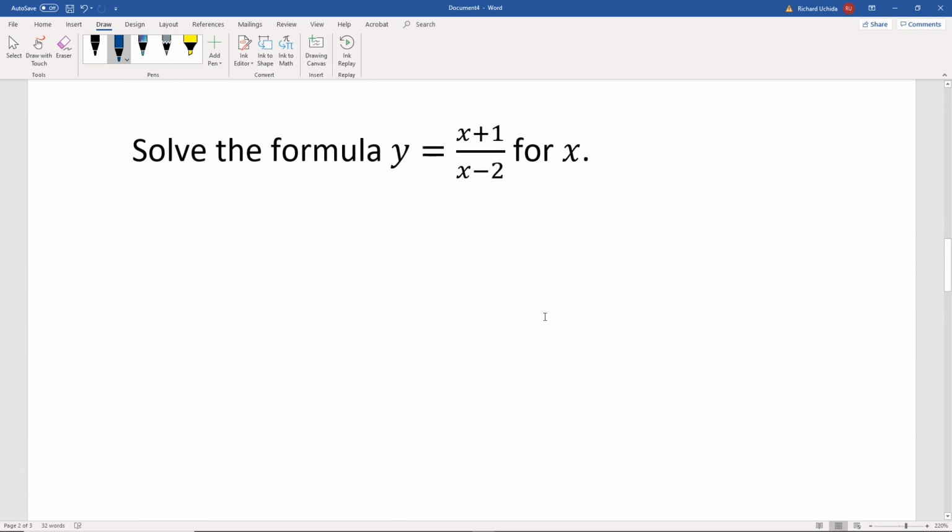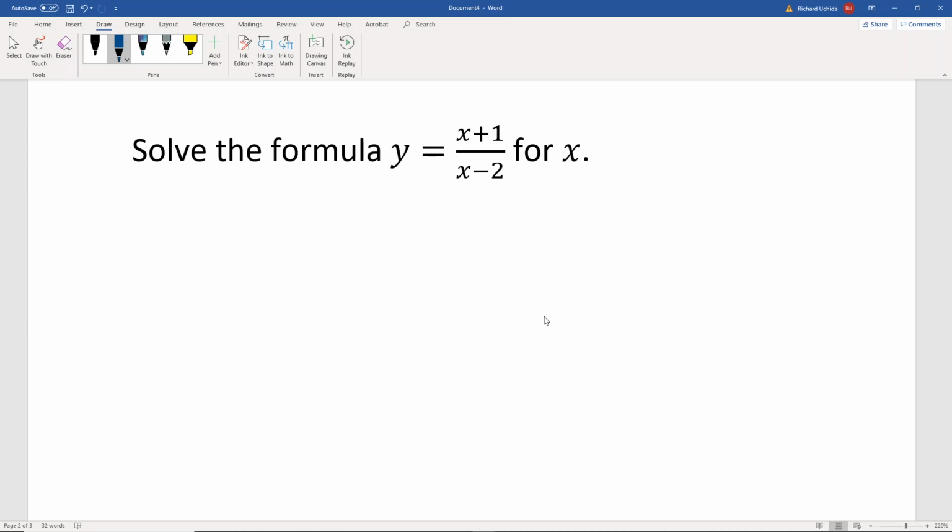Now another example is, let's say we have the formula y equals x plus 1, all of that divided by x minus 2. And what we want to do is solve this formula for x. So we want to get everything with x on one side, everything else onto the other side. Now we do have two x's, the x in the numerator and the x in the denominator. What we first want to do is get rid of the fraction by multiplying both sides by the LCD, which in this case is just x minus 2.